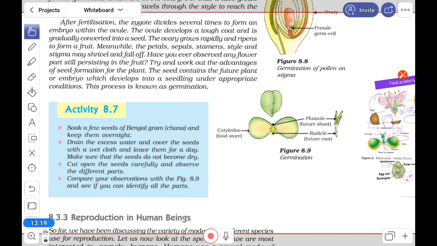So that is the end of this part. The next part will discuss reproduction in human beings. Okay, thank you.